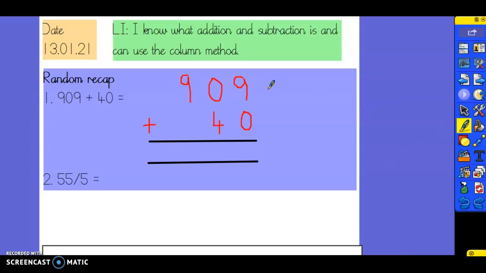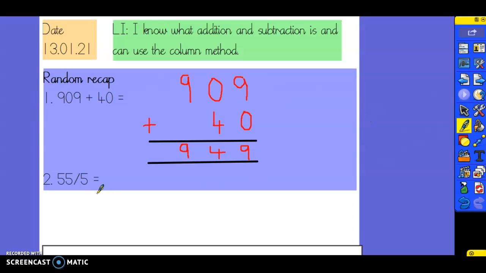So, looking at our first column, 9 plus 0 gives us the answer of, that's right, 9, and then 0 plus 4 gives us the answer of 4. And 900 plus nothing equals 900. So answer of 949 in total. Some of you may well have been able to do that answer mentally as well, but I just want to show you using the column method again to make sure we're using it correctly.